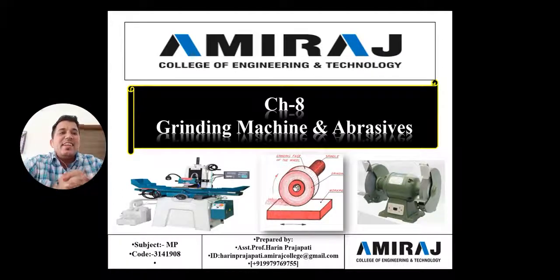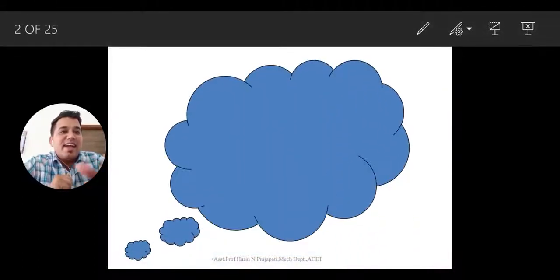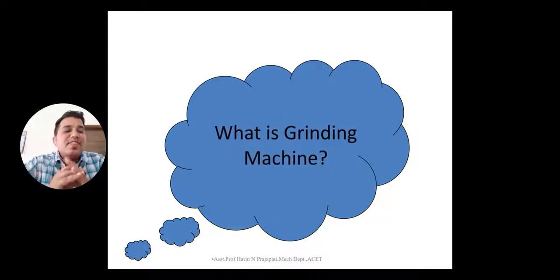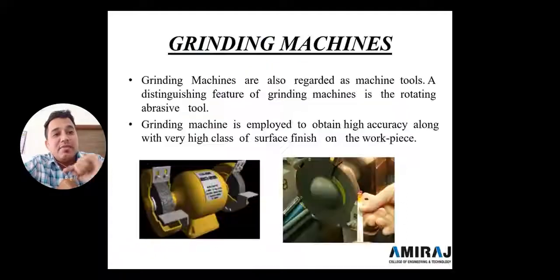Today we are learning about the final chapter of our manufacturing process, grinding machines and abrasives. As you can see on the screen, the first question that arises in our mind is: what is a grinding machine? Before that, we learned many other machines: the lathe machine, shaper machine, milling machine, and others. So now the first question is, what is a grinding machine?